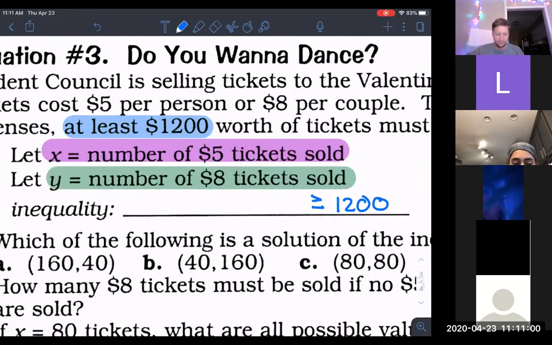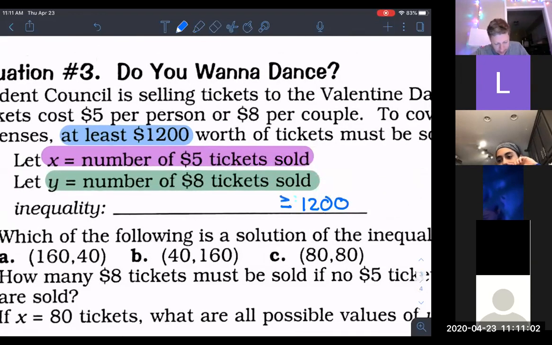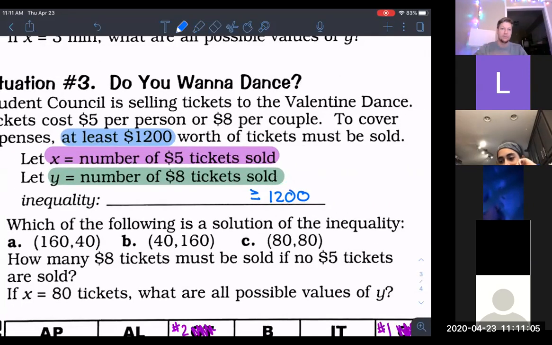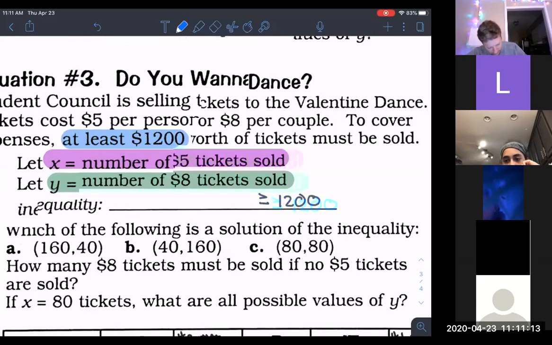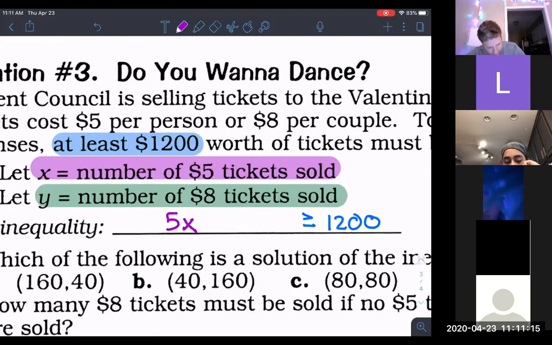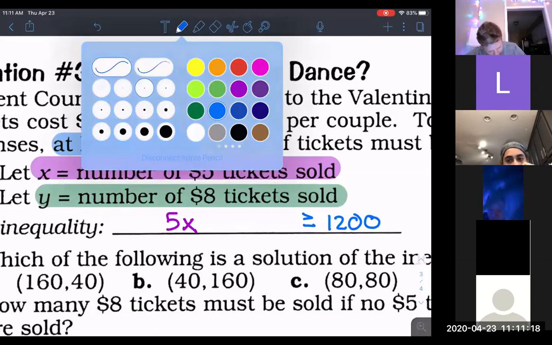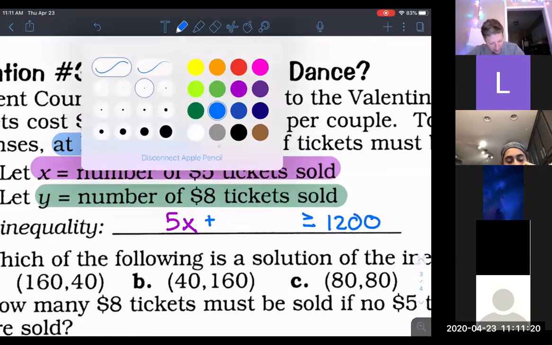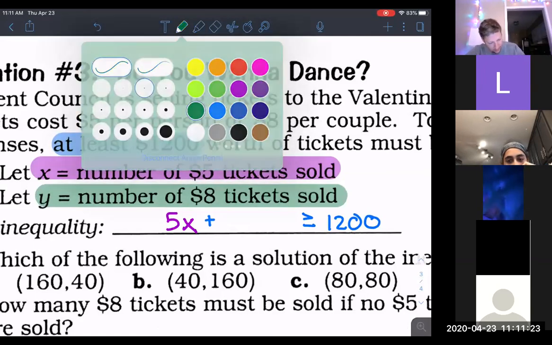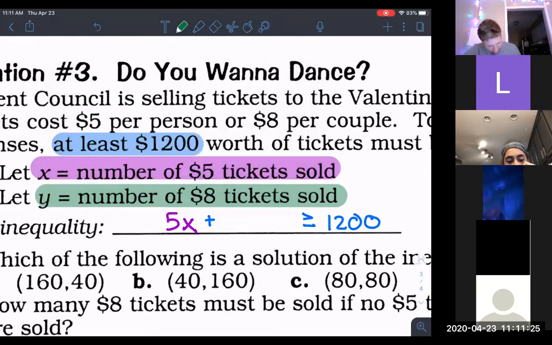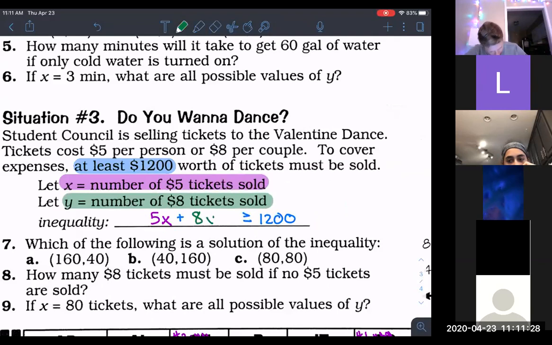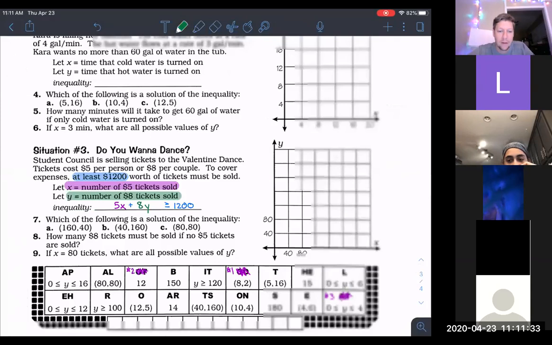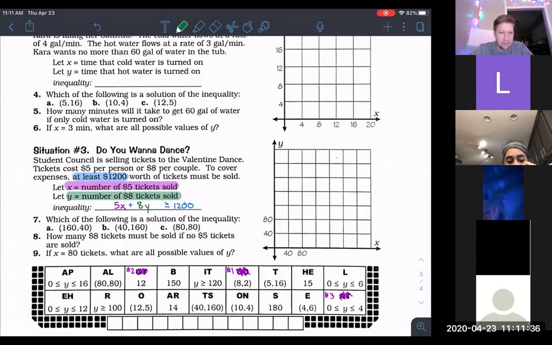Oh, right? Yeah. So, all right, if X is the number of $5 tickets sold, then all we have to do is multiply X by 5 to get the total money we're bringing in from those single tickets. So let's use purple. It's going to be 5X. And then to that, we're going to add the money that we bring in from the couples tickets, which are $8. So $8 per couple. So $8 times how many of those tickets we sell, which is Y, gives us our inequality. Okay, so there we go. We got our inequality. It's in standard form.